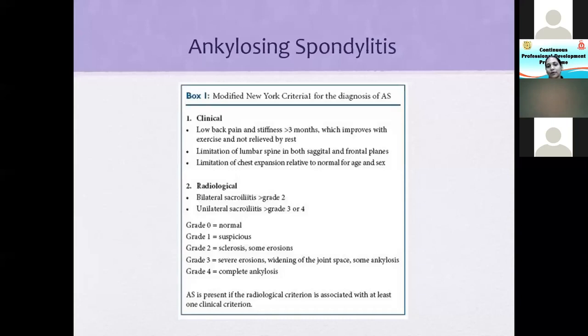How do you grade the sacroiliitis? Grade 0 is normal, grade 1 suspicious, grade 2 you have sclerosis and some erosions. Grade 3, there'll be erosions and pseudo-widening of the joint space because of the erosions. There might be some ankylosis, and grade 4 is complete ankylosis. Now we take this as ankylosing spondylitis if you have the radiological criterion with at least one of the clinical criteria.